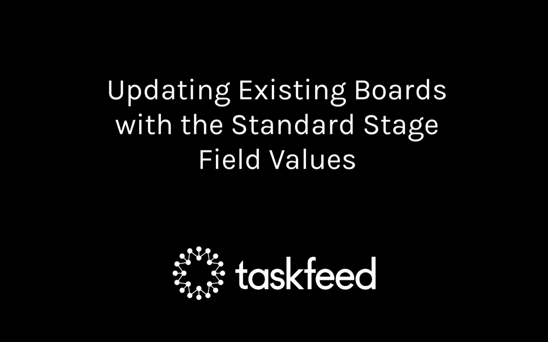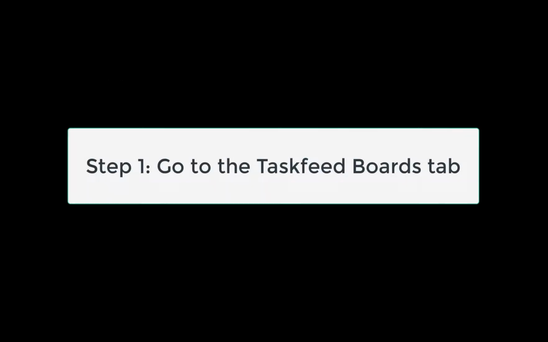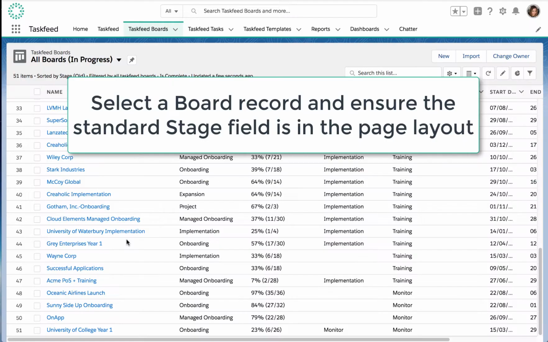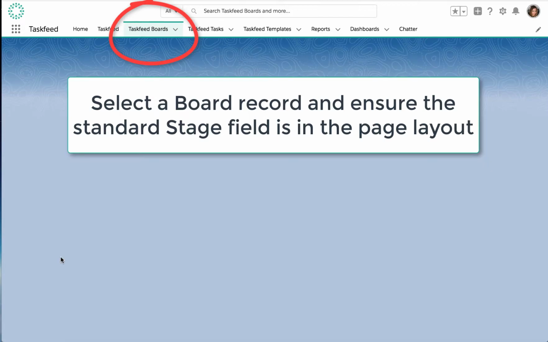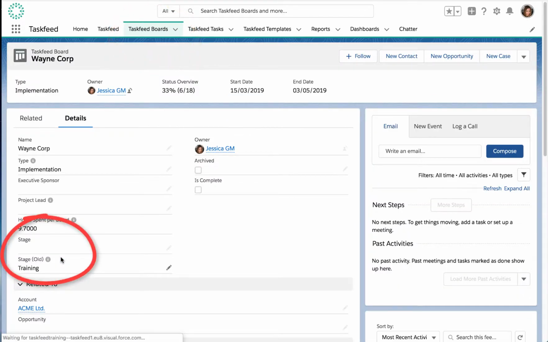I will show you how you can mass update existing boards with a stage value using the new Taskfeed Board Stage field available in Summer 19. We're going to do this by mass updating boards from a list view in Taskfeed Boards. In order to inline edit records from a list view, the field must be on the page layout.